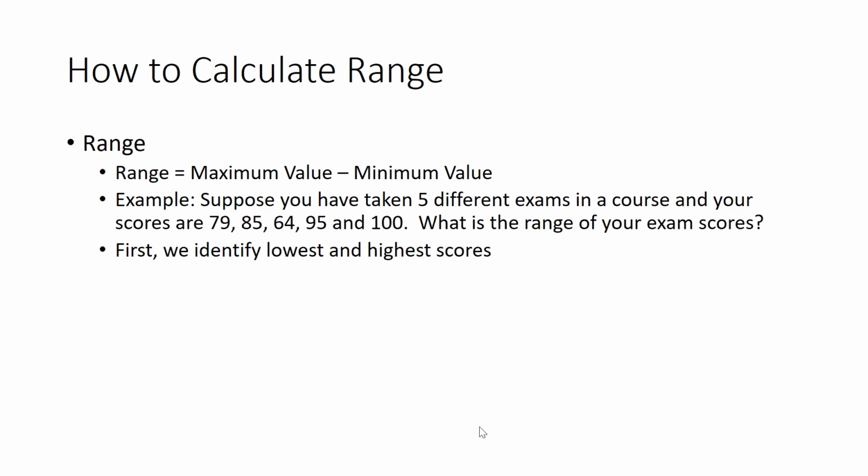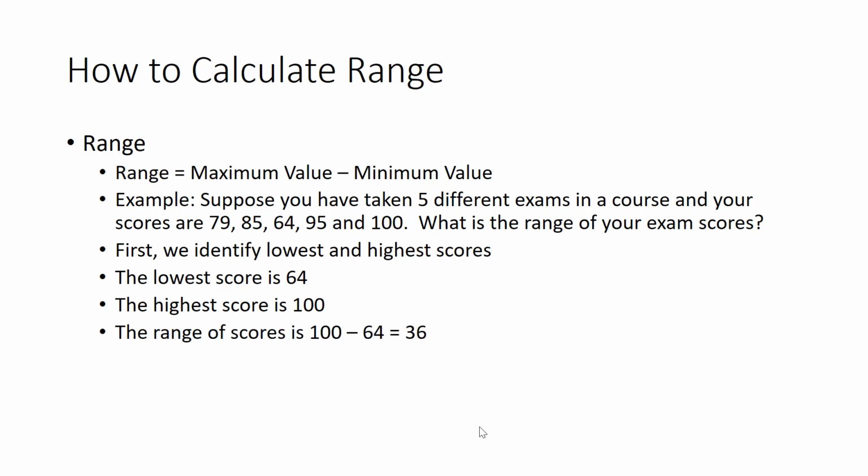Well, first we have to find the smallest or the lowest score, and then the highest score. In this set of 5 data points, the lowest value is 64, and the highest value is 100. So the range is simply 100 minus 64, which is 36 points.